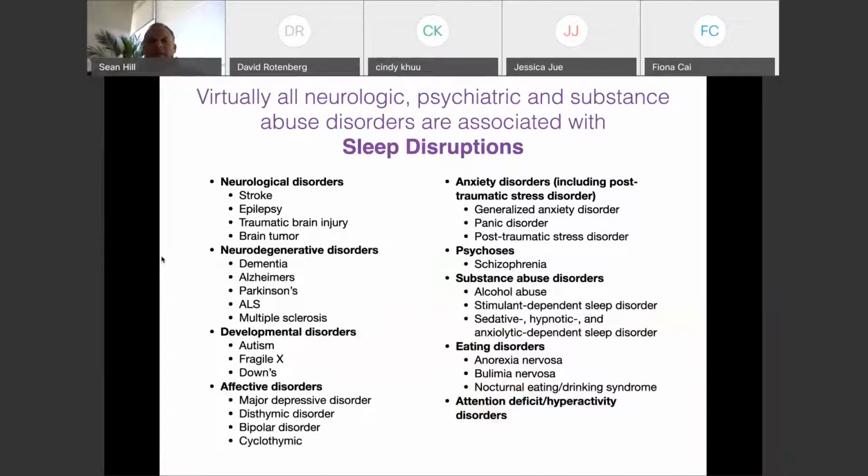Related to all of this is that virtually all neurologic, psychiatric, and substance abuse disorders are also associated with sleep disruption. So what does brain excitability and connectivity have to do with sleep disruptions?